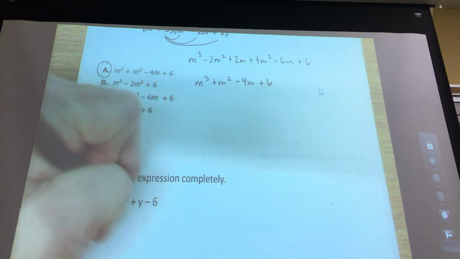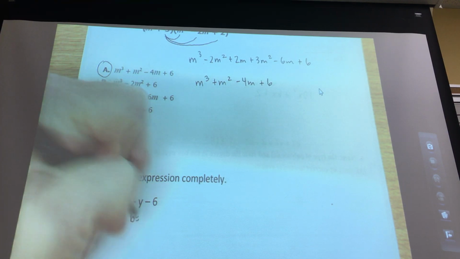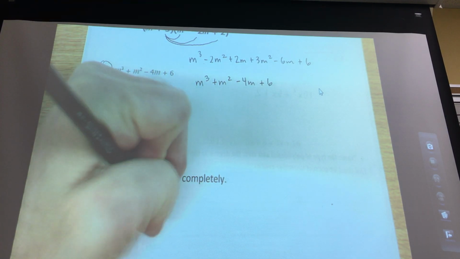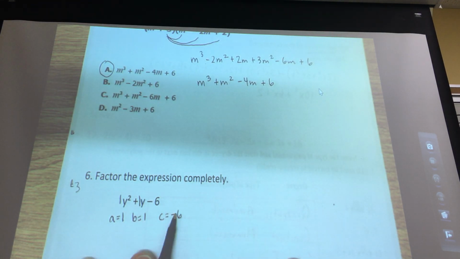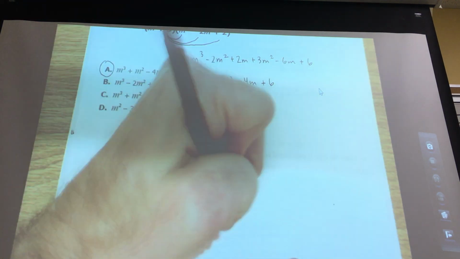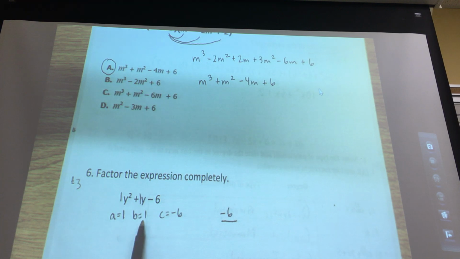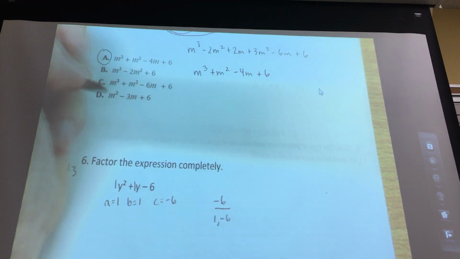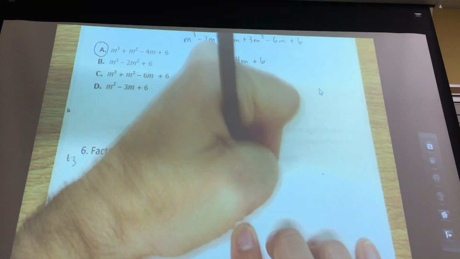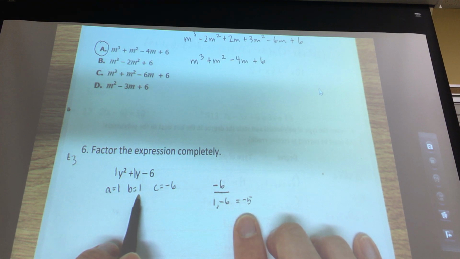Next, you're going to label your a, which is 1, right there. Your b, which is 1. And your c, which is negative 6. Well, since a is 1, I don't have to multiply by c and divide it later. I'm just going to multiply 1 times negative 6 and just get negative 6. I'm going to go through my factors of negative 6 that add to be a positive 1. So we're going to start with our simple 1, which is 1 and negative 6. 1 and negative 6 add to be negative 5. That does not work because I need them to add to be a positive 1.